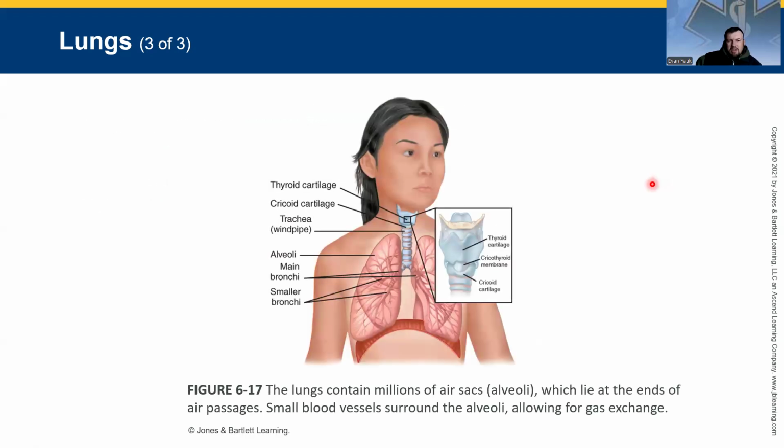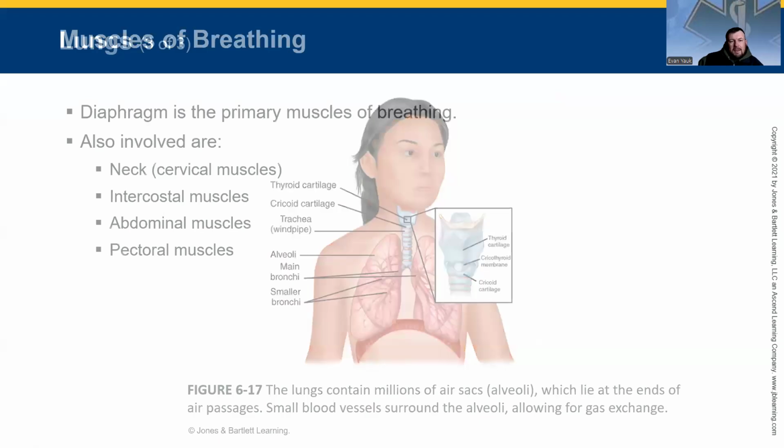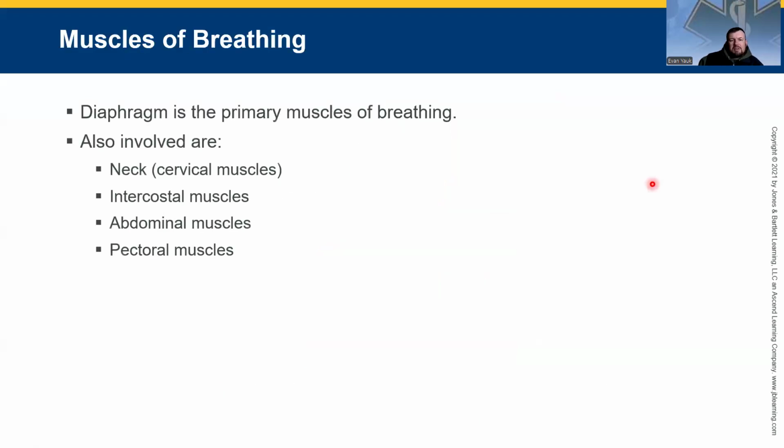Let's see, this is still talking about lungs: thyroid cartilage, cricoid cartilage, trachea, also known as the windpipe. Your alveoli are at the base of those bronchi or bronchioles. Then we've got our diaphragm. It's the primary muscle for breathing. Also involved are your neck or clavicle muscles, your intercostal muscles, your abdominal muscles, and your pectoral muscles.